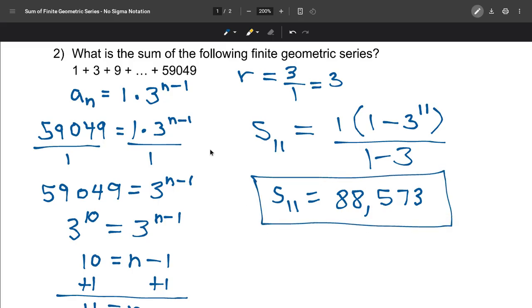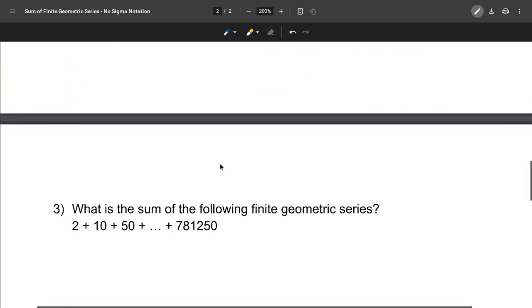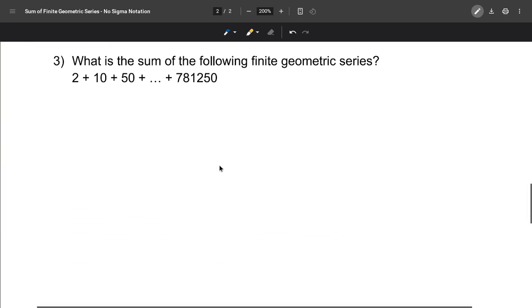All right, let's keep going. Let's do another problem. Okay, so what is the sum of the following finite geometric series? We've got 2 plus 10 plus 50 all the way up to 781,250.